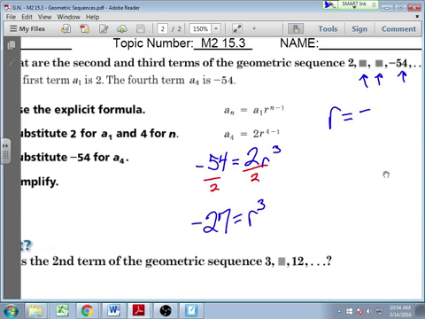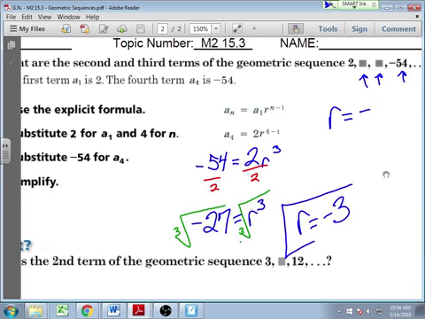What do I do to get rid of something to the third? Cube root. So if I cube root, negative 3. But I'm not done because I need to solve for the second and third terms here. So now that I know my ratio, what's going to be my second term? Negative 6. What's going to be my third term? 18.